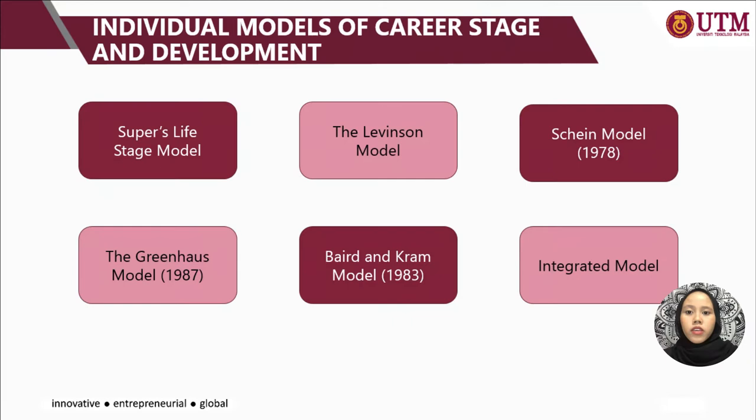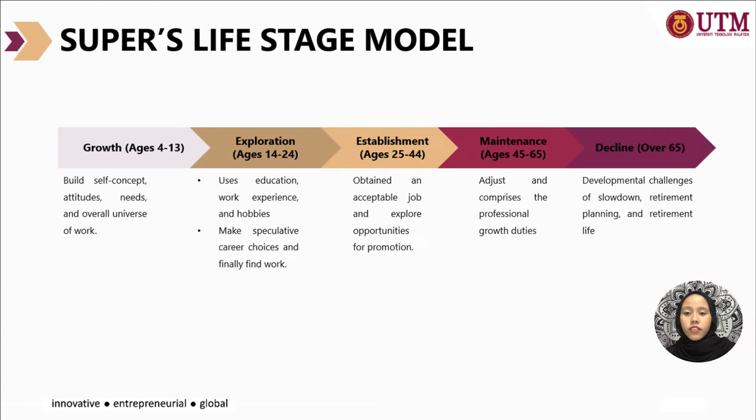Moving on, individual models of career stage and development consist of 6 models, which are Super's life stage model, the Levinson model, Schein model 1978, the Greenhouse model 1987, Bartol and Martin model 1983, and the integrated model. Super's life stage model is founded on the idea that self-concept will alter through time and evolve as a result of experience gathered. There are 5 stages in this model.